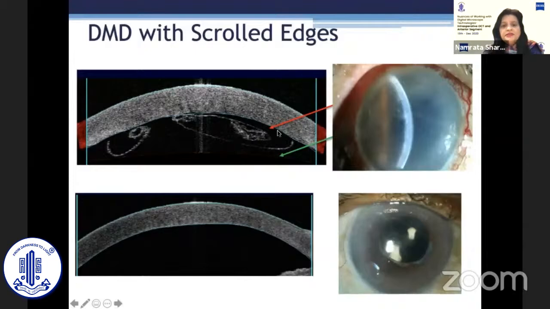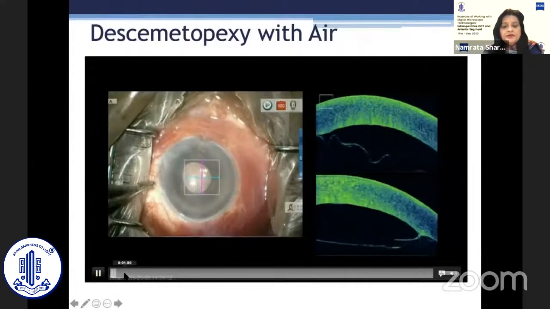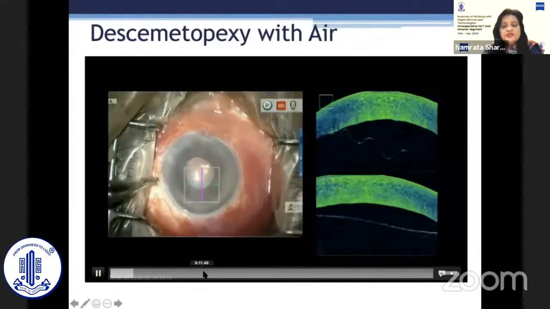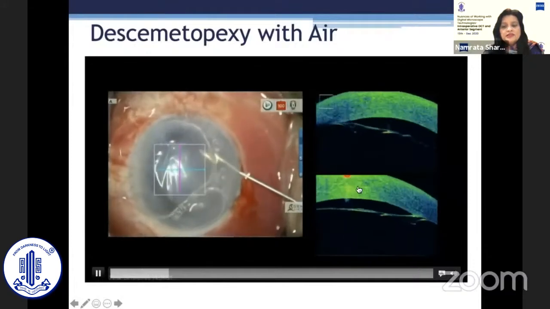And this is something that we did describe earlier, that if we have an anterior segment OCT and there is DMD with scrolled edges, you inject air, you defer a corneal transplantation procedure. But this is in the era when intraoperative OCT was not available, and this is the time when intraoperative OCT is available.